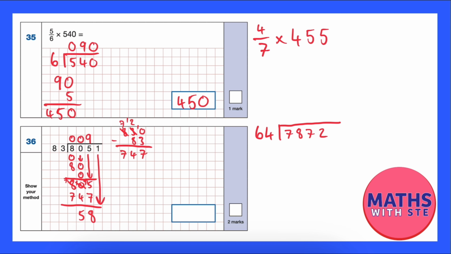No, it's not helping me at all. I've got to get all the way up to 581. Okay, let's think about this. No, I don't know. I'm just going to do my 83 times tables.